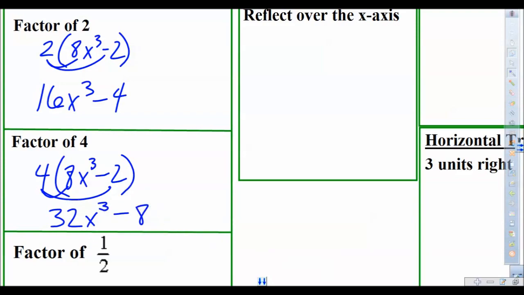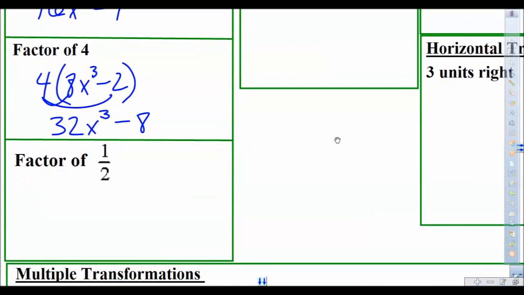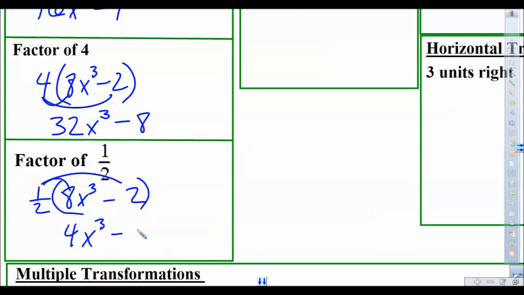There we go. What if they wanted to do a factor of a half? Well, that just means we're cutting those two things in half. So 8x cubed, that's the first term, 2 is the second term, and now we multiply them by a half and distribute those in there. Now we're at 4x cubed minus 1. Make sense?